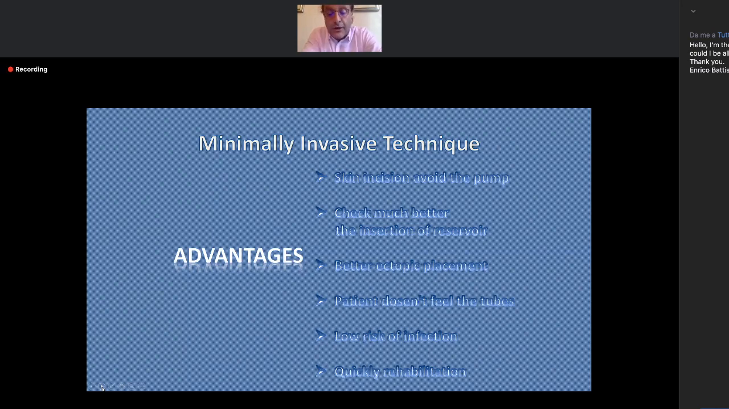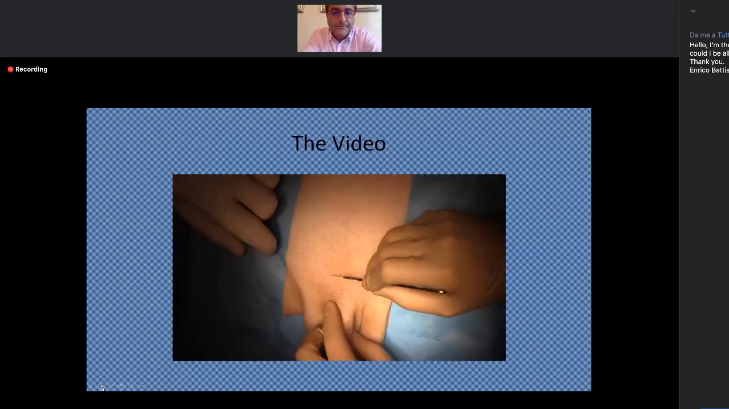Low risk of infection, because you make the incision on the belly, and I told you that the scrotum is very rich in bacteria, and the lower risk is a reality. And quick rehabilitation is very important, because if the patient hasn't an incision on the scrotum, he can touch the pump very quickly and start the rehabilitation of the device. Next.